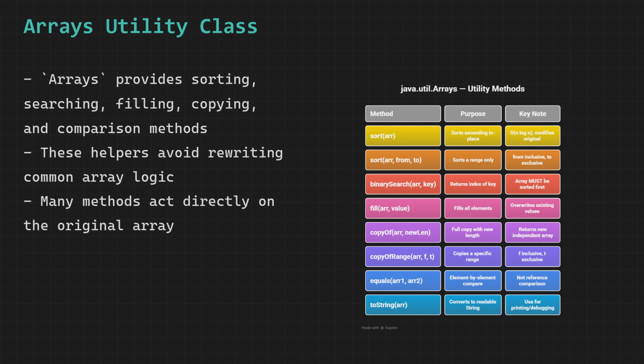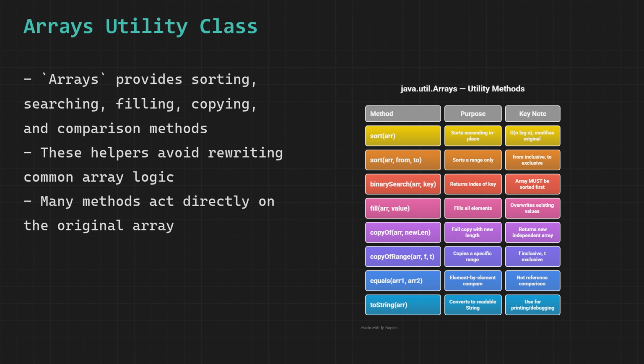Arrays.sort(arr) sorts the array in place, meaning it modifies the original array directly, in ascending order using a highly optimized dual-pivot quicksort algorithm for primitives, giving n log n performance. After sorting, Arrays.binarySearch(arr, key) can search for a value in logarithmic time. But the array must be sorted first, otherwise the result is unpredictable and meaningless. Arrays.fill(arr, value) fills every element of the array with the same value, useful for resetting or initializing arrays quickly.